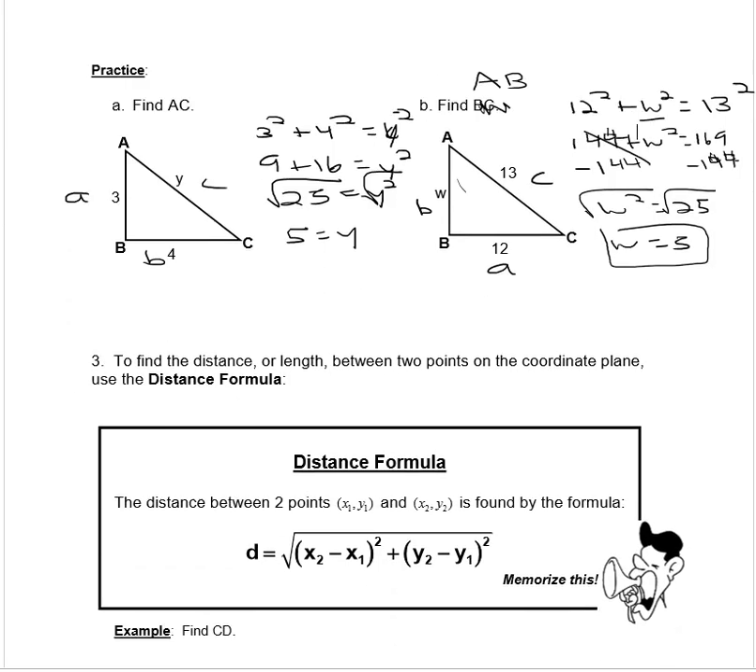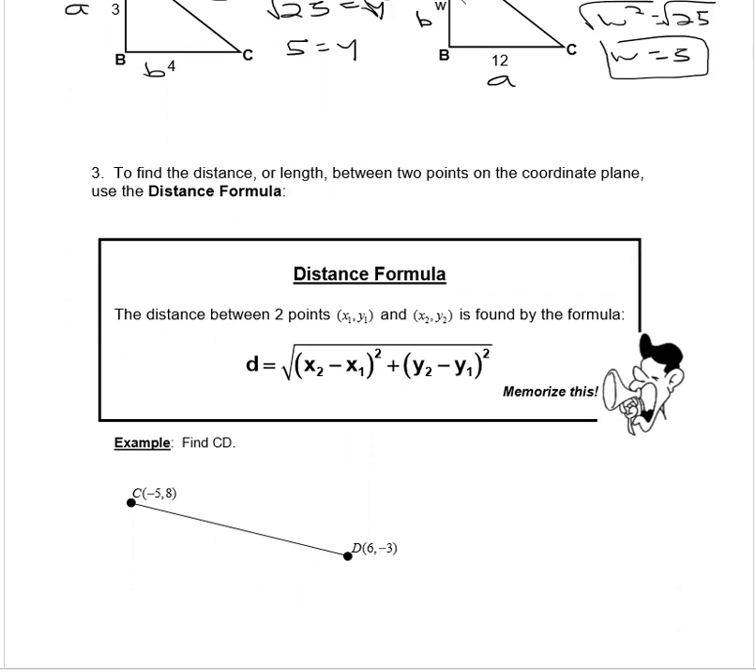Now, to find the distance or length between 2 points on the coordinate plane, we're going to use the distance formula. So here's the distance formula. D equals the square root of x2 minus x1 squared plus y2 minus y1 squared. And you do need to memorize it. So one of the ways I like to memorize it is I like to draw a sleeping owl. So I start with the square root symbol.